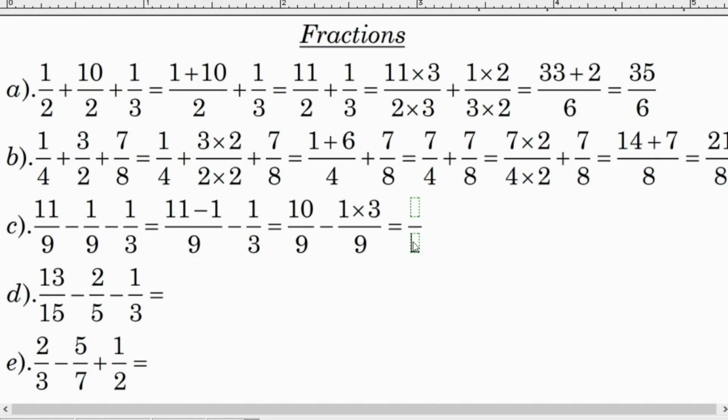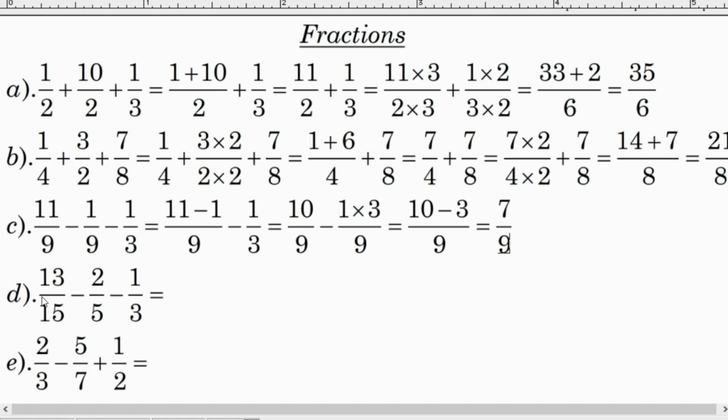Then we just put the same denominator and then subtract the numerators together. Minus 1 multiplied by 3 equals 3. Then here equals 7 divided by 9. That is the answer, okay? Alright, now the next question we have 13 divided by 15 minus 2 divided by 5 minus 1/3.